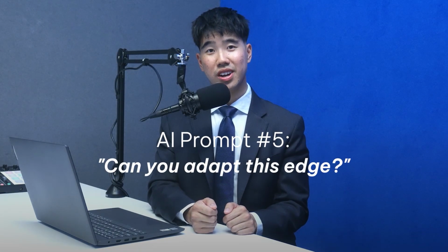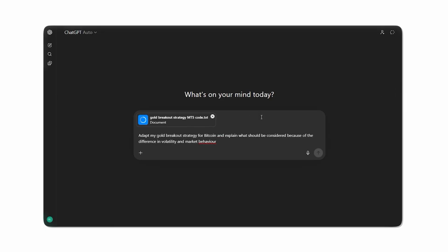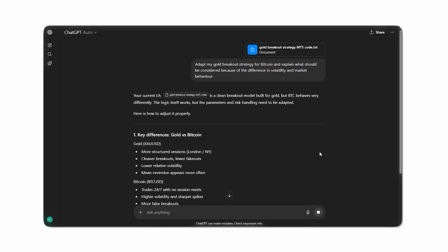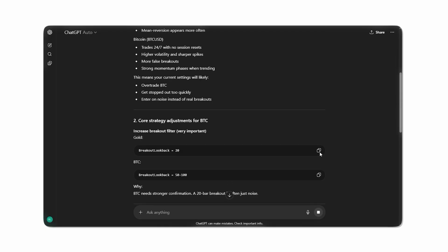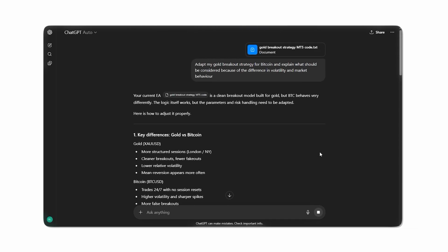The fifth prompt is to ask the AI to adapt a strategy to a different market. This is useful when you have a strategy that potentially works in one market, but you want to see how it might need to change in another. For example, a setup designed for gold may need different parameters when applied to Bitcoin, indices, or forex, because volatility, session behavior, and price structure can all differ.